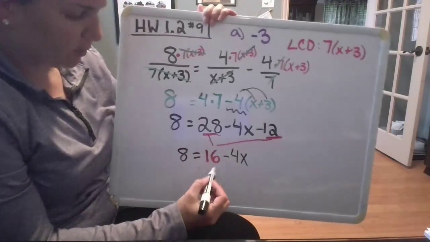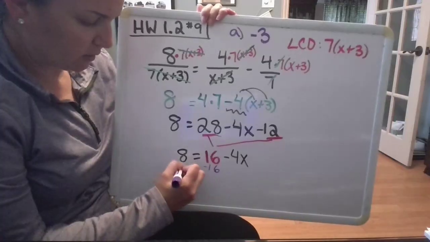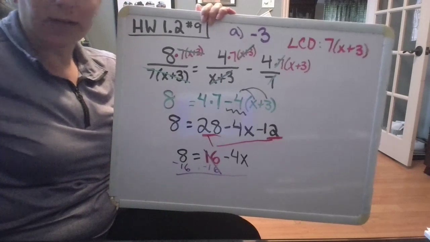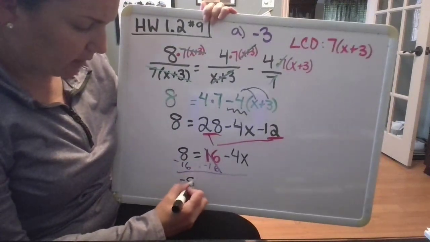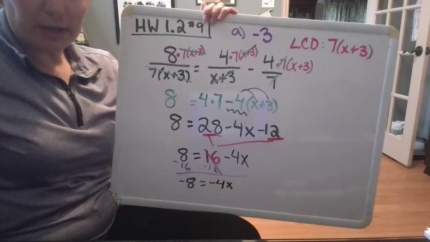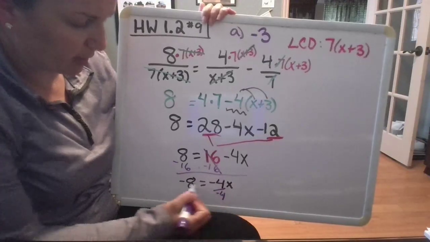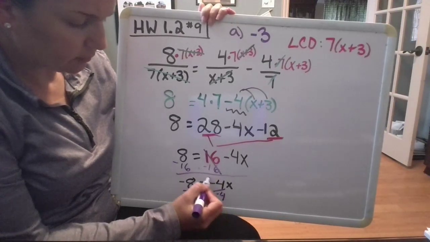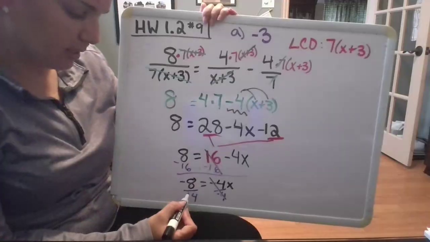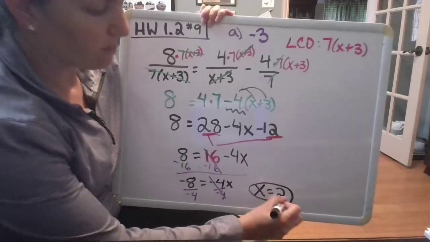We are then going to move over my 16. Remember, whatever you do to one side, you have to do to the other. So now I have negative 8 equals negative 4x. And then our very, very last step, since these are multiplied, in order to get x by itself, would be to divide by negative 4. Well, a negative divided by a negative does get us a positive. And so my final answer is going to be that x equals 2.